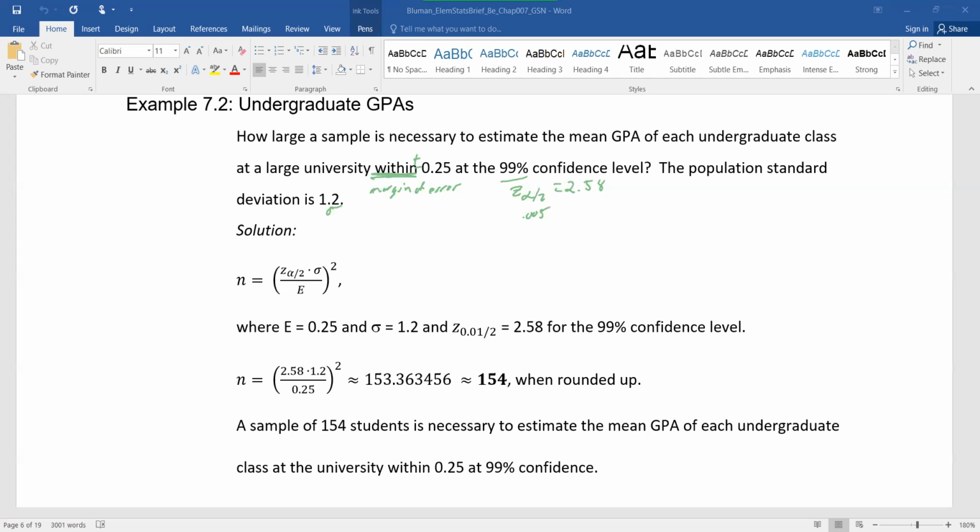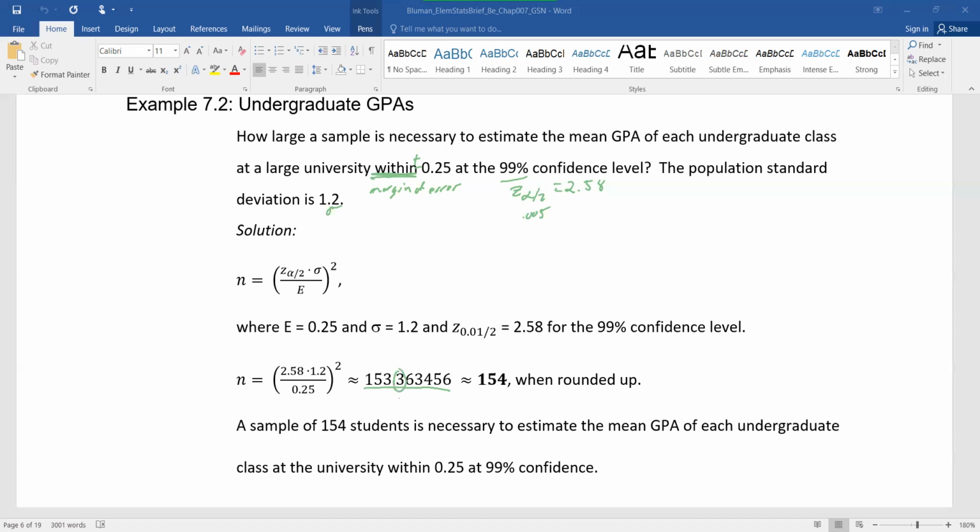They did 2.58 times 1.2 divided by 0.25. You work all that out. PEMDAS tells us to multiply, then divide, then square the answer. So they got 153.363. But notice that this 3 in our normal rounding would tell us to do what?